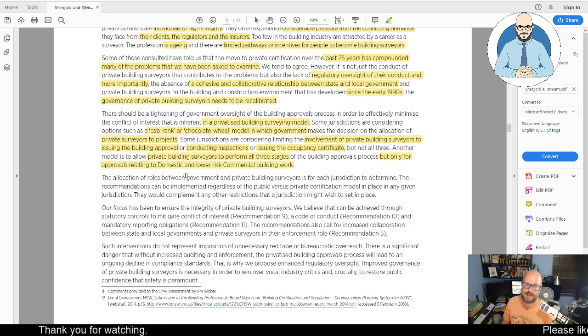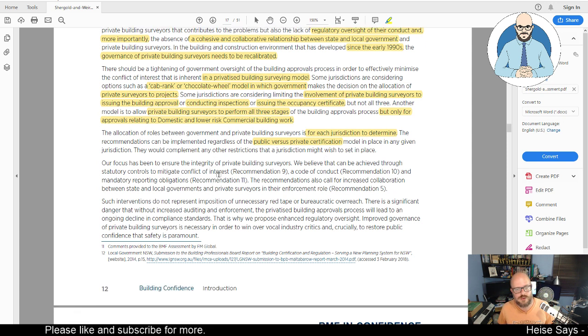The allocation of roles between government and private building surveyors is for each jurisdiction to determine. The recommendations can be implemented regardless of the public versus private building certification model in place in any given jurisdiction. They would complement any other restrictions that a jurisdiction may wish to set in place. Our focus has been to ensure the integrity of private building surveys. We believe that can be achieved through statutory controls to mitigate conflict of interest, Recommendation 9, a code of conduct, Recommendation 10, and mandatory reporting obligations, Recommendation 11. I'm surprised those don't exist.